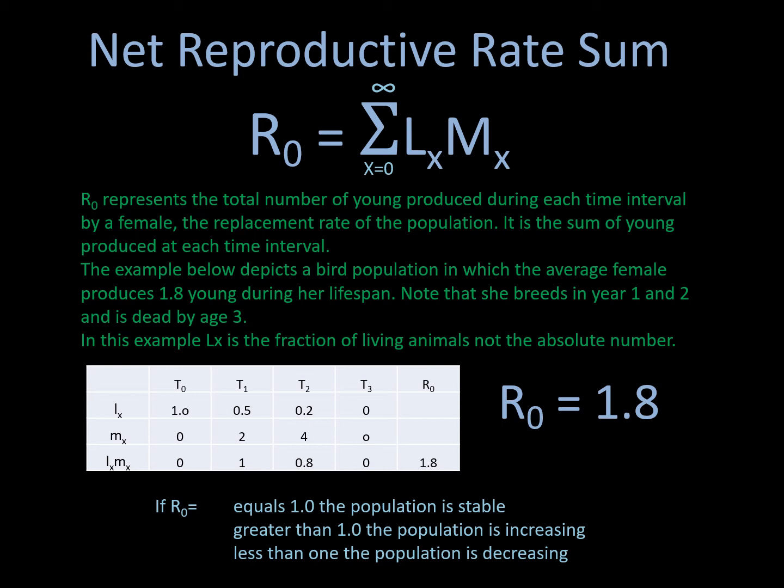And that's what we call R sub 0, which is called the net reproductive rate for a population. If R sub 0 equals 1, the population is stable. If R sub 0 is greater than 1, the population is increasing. And if R sub 0 is less than 1, the population is decreasing. So this gives us some feeling as to the reproductive rate and whether or not this population is increasing or decreasing relative to what it was in the previous generation.